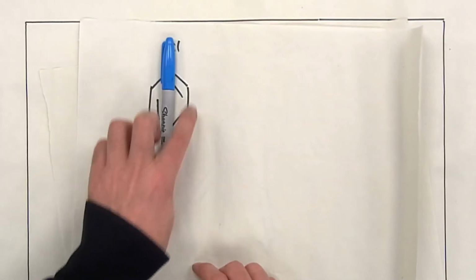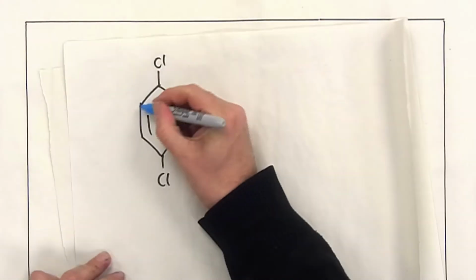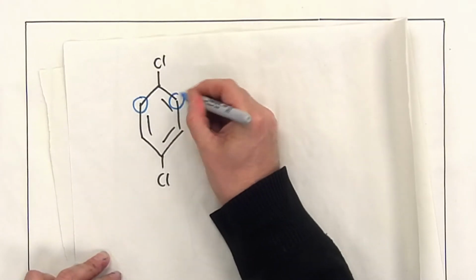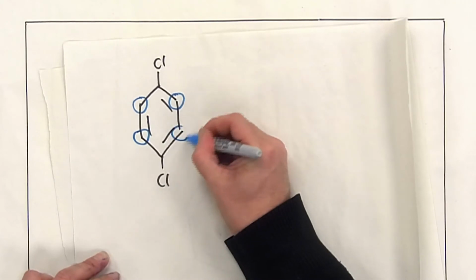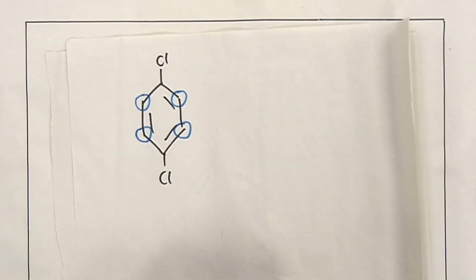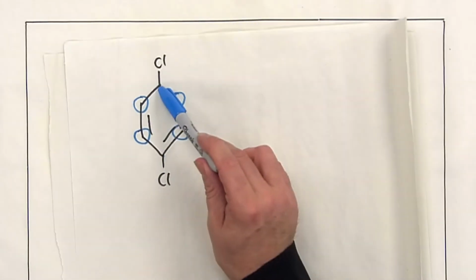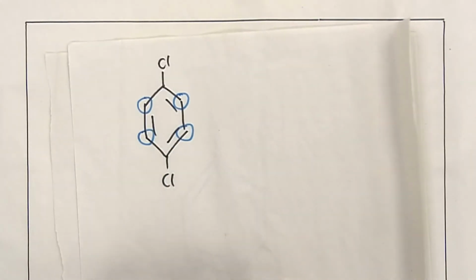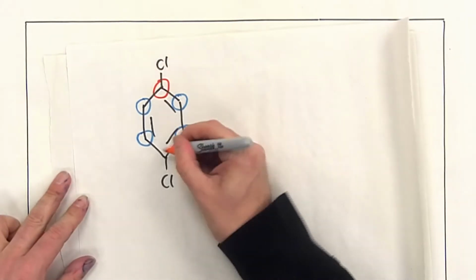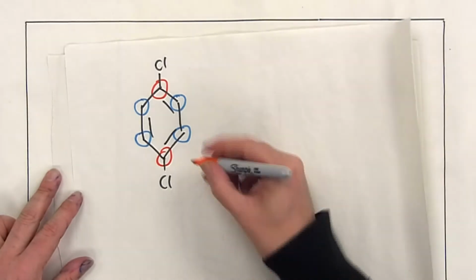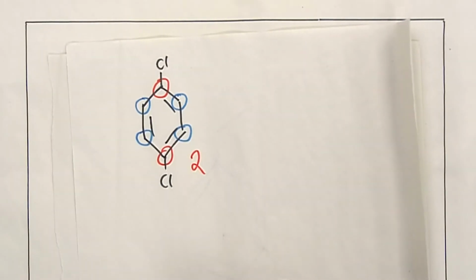This and this are the same. So let's just mark those on. That one, the same as that one, the same as that one, the same as that one. So all 4 of those will give rise to one signal. But these 2 are obviously a little bit different because this is directly bonded to a chlorine and so is that one. So those 2 other carbon atoms are also in a different environment. So we have a second chemical environment, which we'll mark with orange. So with this one, we would expect to see a grand total of 2 signals in our carbon NMR spectrum.